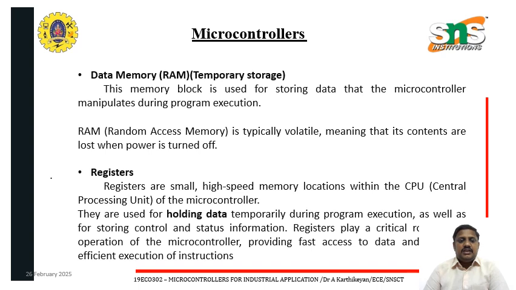And the microcontroller data memory, RAM, is a temporary storage. This memory block is used for storing the data that the microcontroller manipulates during program execution. The random access memory is typically volatile, and the stored data is lost when the power is turned off. That is the main data memory.